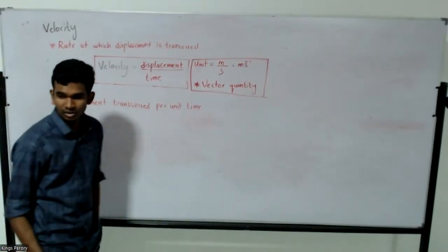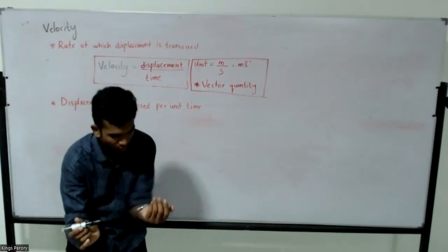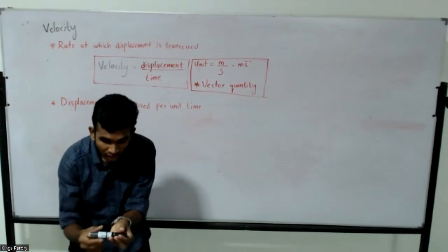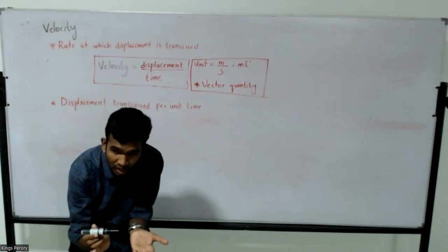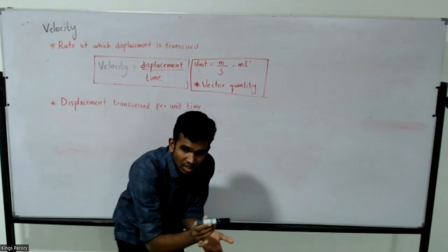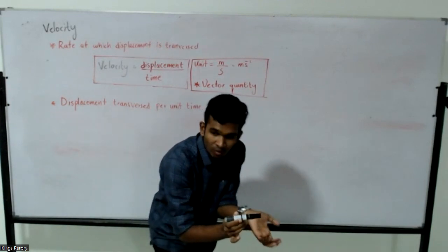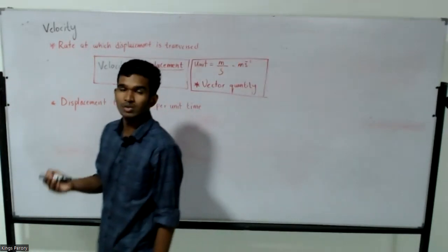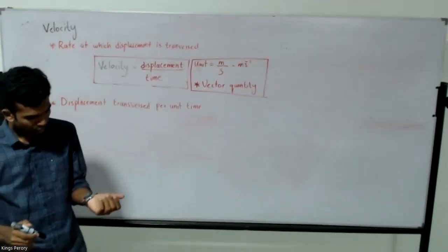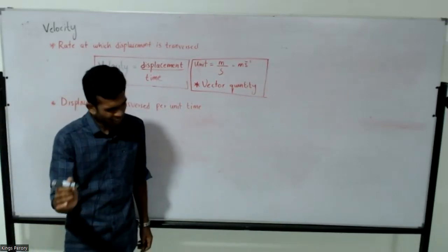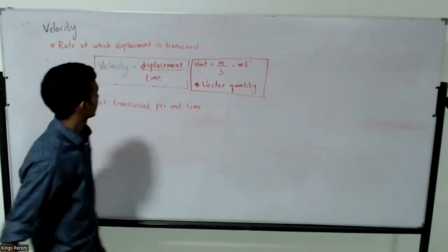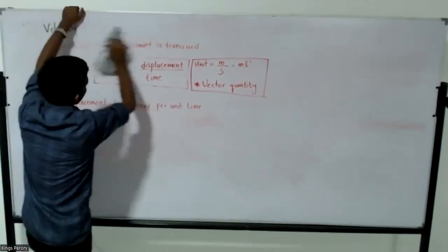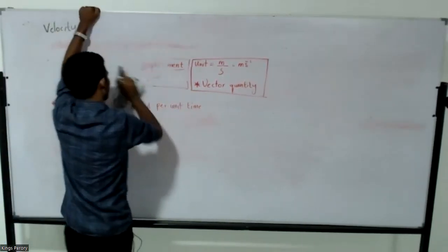Then I'm going to do the same practical that I did before. What's the practical? I'm going to have an object here and the stopwatch. I'm going to start the motion and start the stopwatch. Now what I'm going to measure is the displacement transversed in every 1 second. That's the only difference. Before, I measured the distance transversed in every 1 second. There you go. So the same experiment is done.